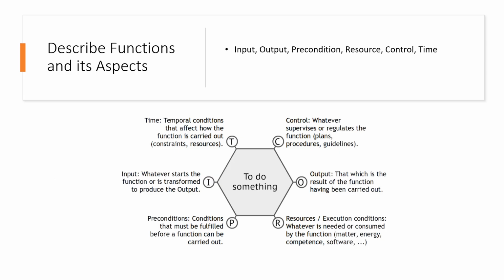In FRAM, each of the functions can be described using up to 6 aspects. You've got inputs, outputs, preconditions, resources, controls, and time. Don't worry, you won't need all 6. The idea is to capture what matters in your context. For example, boiling water needs the kettle as a resource, power as a precondition, or maybe a resource as well, and time to reach boiling. These aspects are what allow us to figure out how a function connects to other functions.